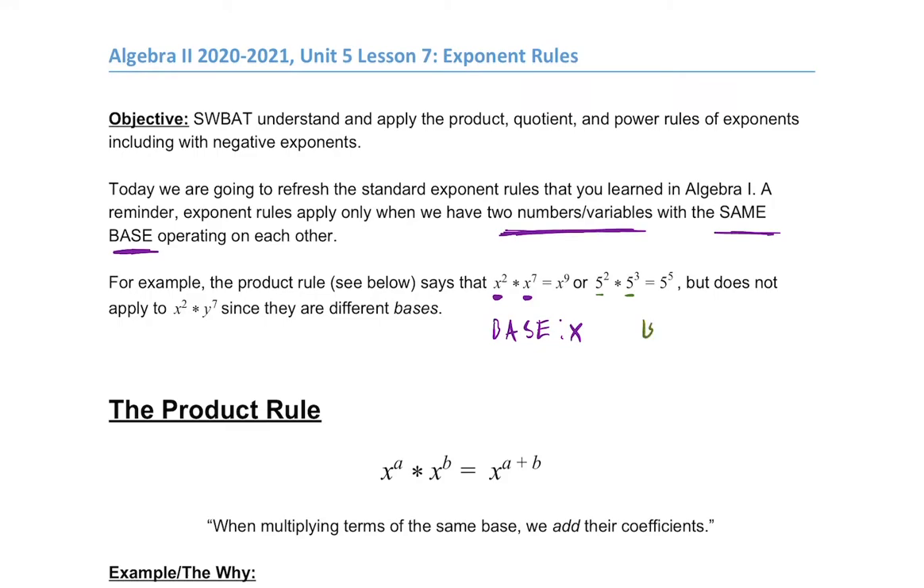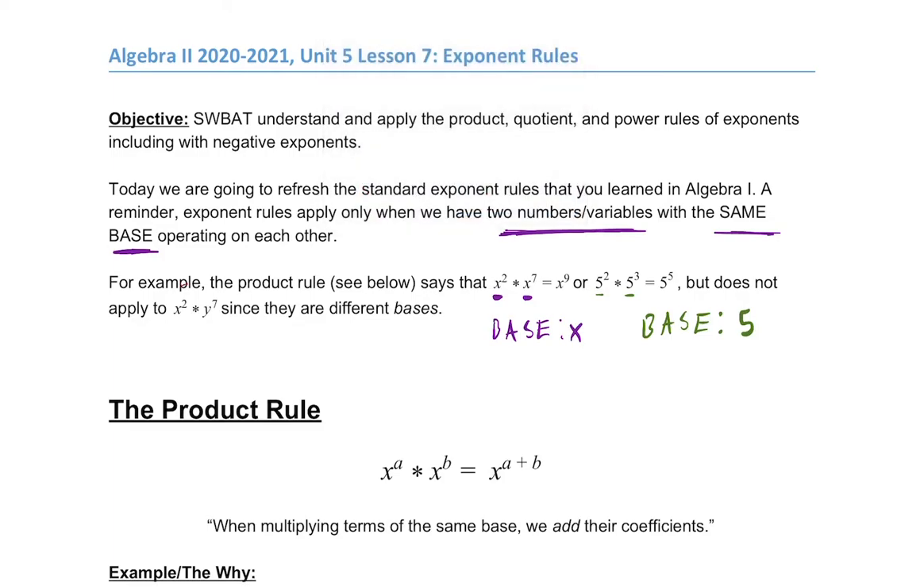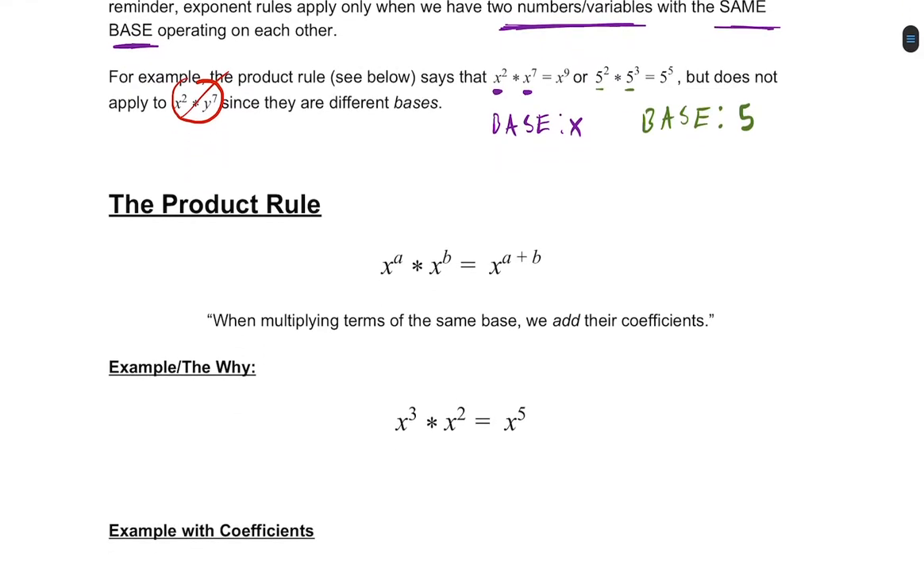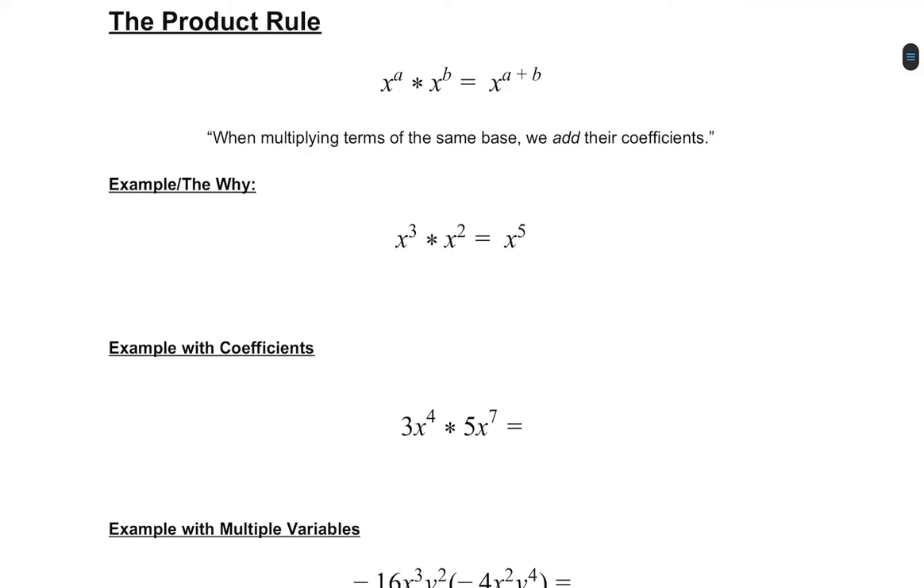Same works for numbers. If we have 5 squared times 5 to the third, it's a base of 5. We can add the exponents when they multiply. This would not apply to x squared times y to the seventh because they are not the same base. Okay? So here we go. We're just going to go one by one. The first one, we just kind of previewed it quickly, is the product rule. It says that if you have two terms of the same base, if you multiply them, you add their exponents. And so, for example, x to the third times x squared would be x to the fifth.